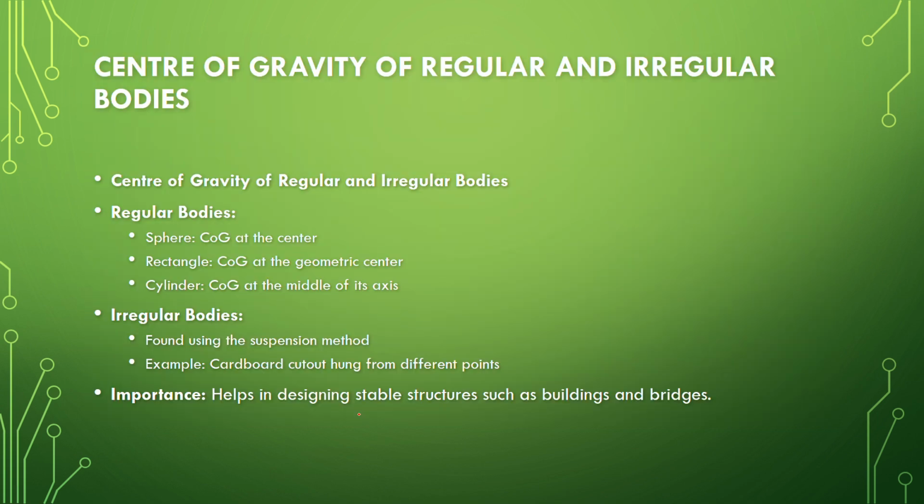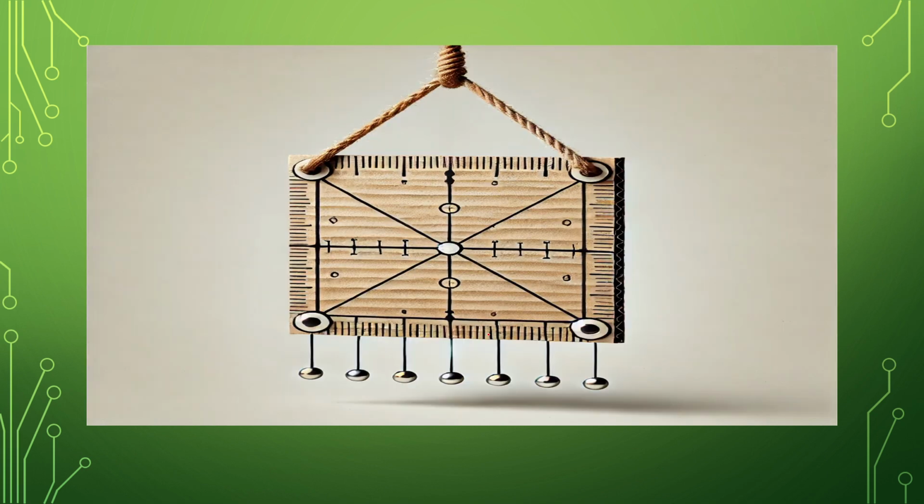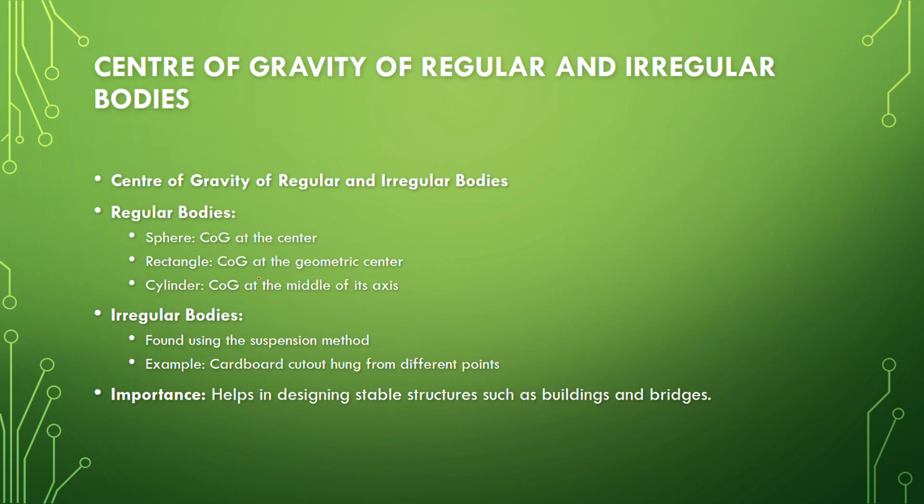So let's move ahead. Center of gravity for regular and irregular bodies. Regular bodies: sphere, center of gravity at the center. Rectangle, center of gravity at the geometric center. See, if you take a rectangle, what is the geometric center? Where its two diagonals meet. Here is its geometric center and the center of gravity is here.